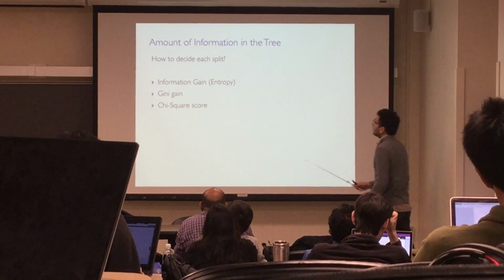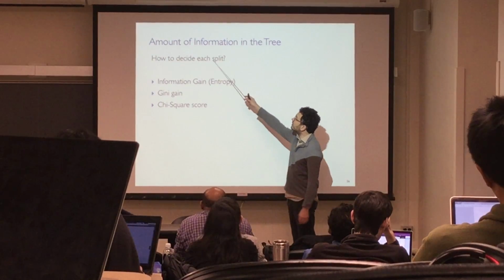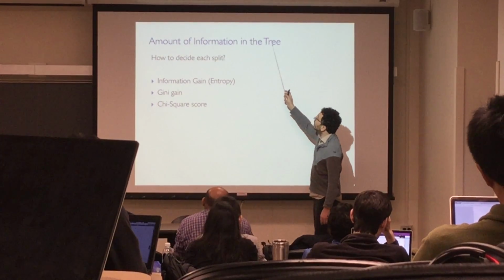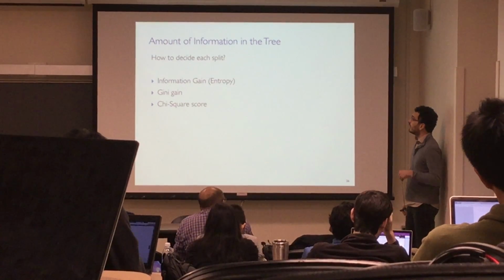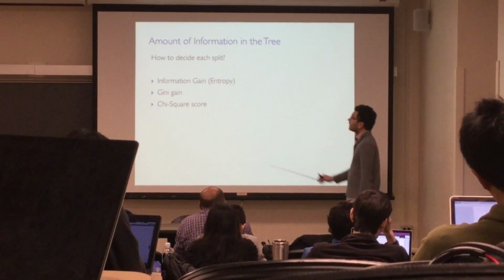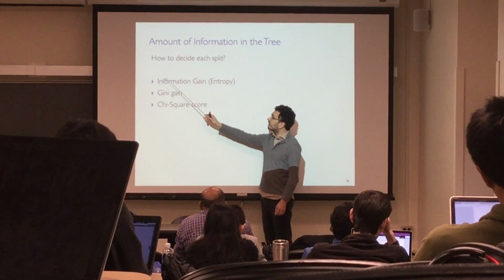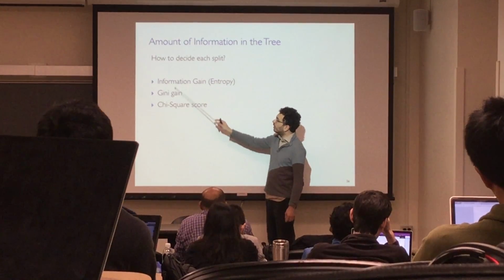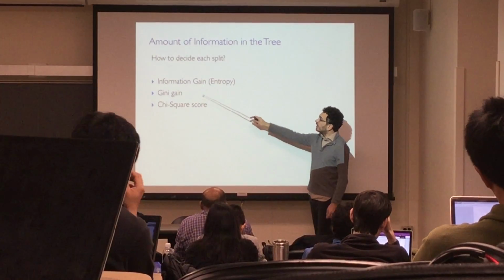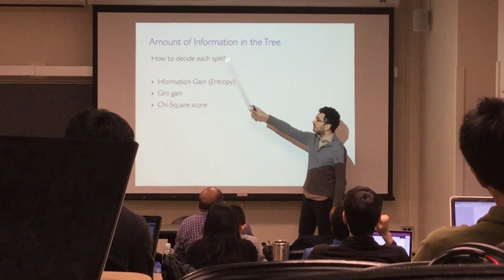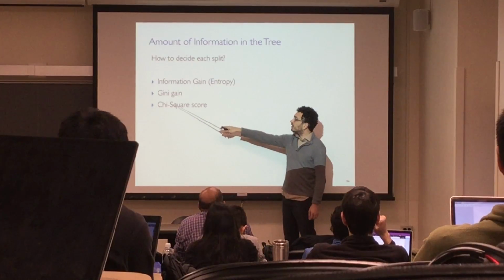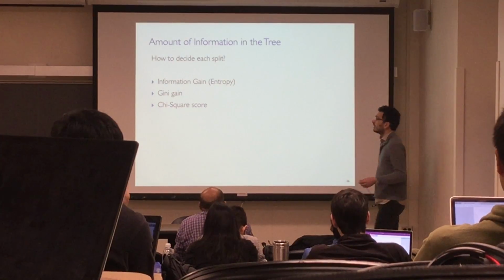In the tree, the amount of information in the tree is how we decide to split. So the tree should be encoding most of the information in your data, okay? And then the way that we decide to split, there are many ways, but they all relate to the fact that what we are trying to do is to maximize the amount of information in the tree. So we have information gain, Gini gain, and the chi-square score.